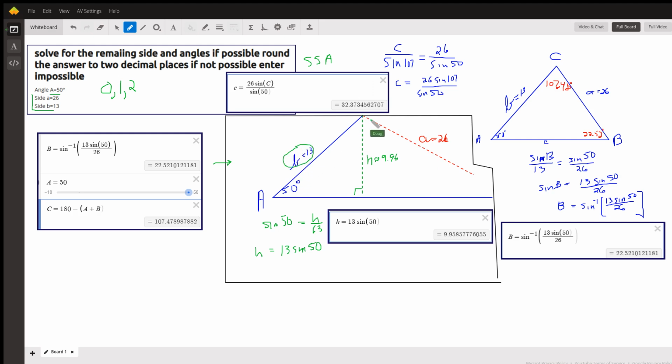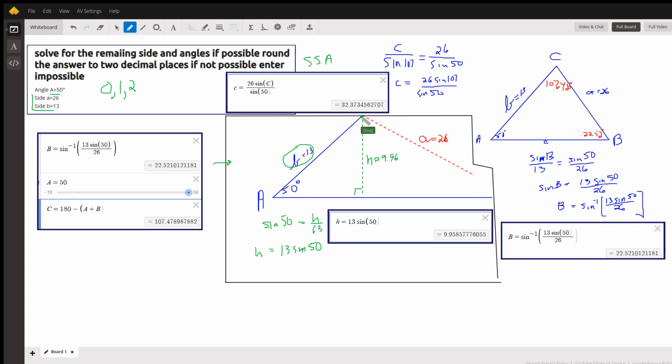And the question is, given this length for a, is it long enough to actually reach this side? If it's not, then there's zero triangles. And the way to do that is to picture dropping an altitude from this hinge vertex and using right triangle trigonometry. The sine of 50 is h over 13. So h is 13 sine of 50, which is about 9.96.